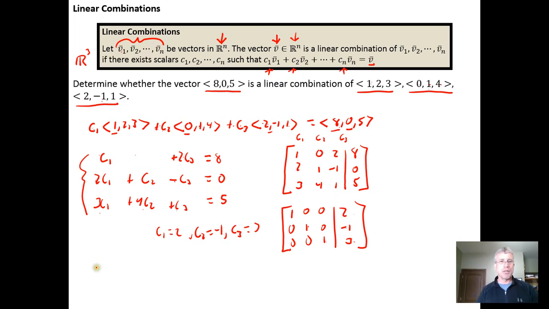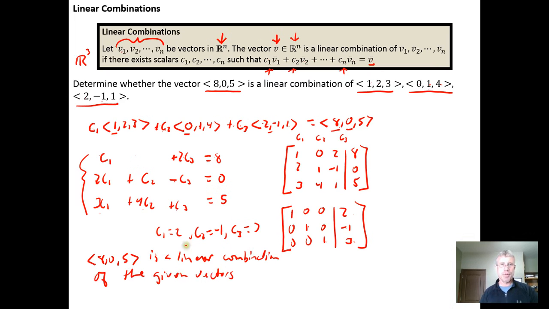So we can conclude that 8, 0, 5 is a linear combination of the given vectors, because we were able to find scalars that worked.